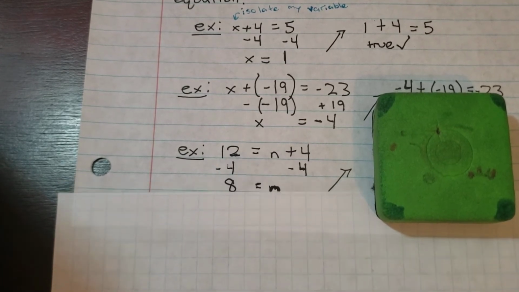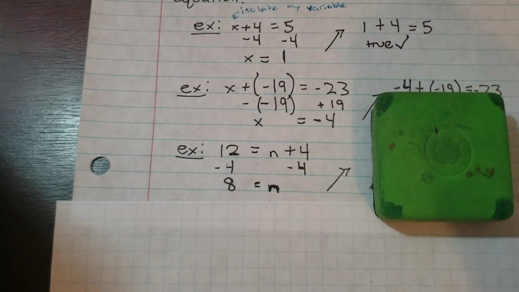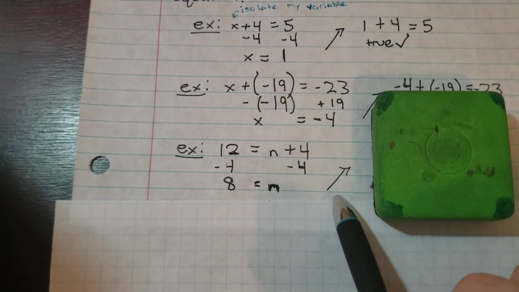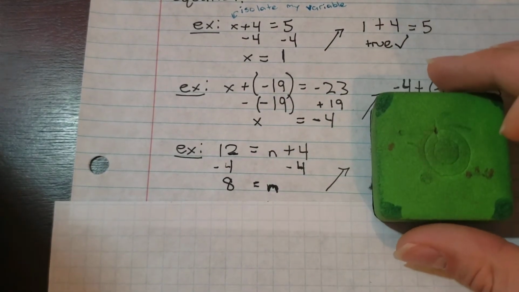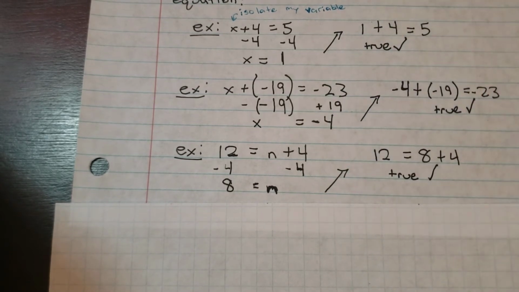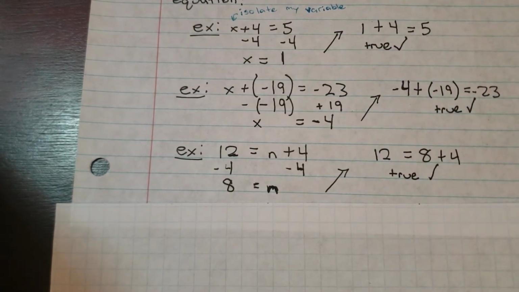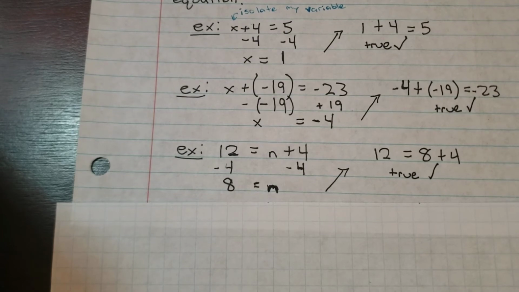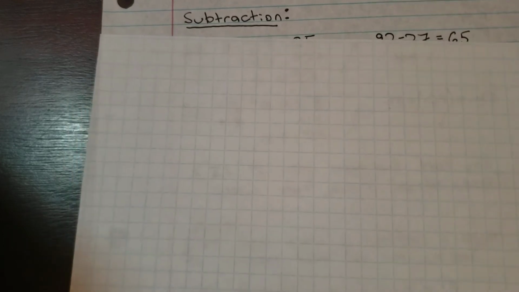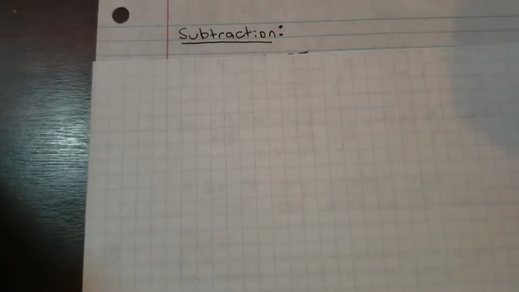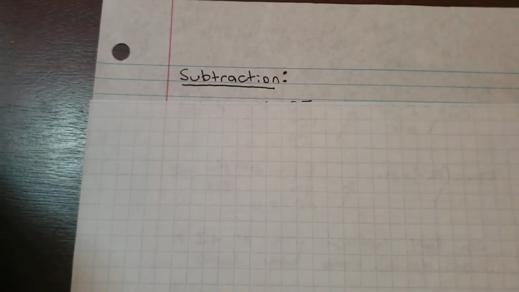12 minus 4 is 8. So n equals 8. Again, I'm going to plug that in to verify, to check my answer. It is true that 12 equals 8 plus 4. Okay. So that's addition. Now we're going to do subtraction, which is the same process, except a different operation.